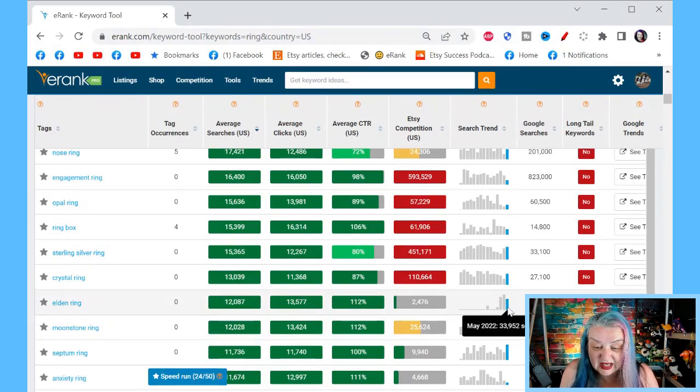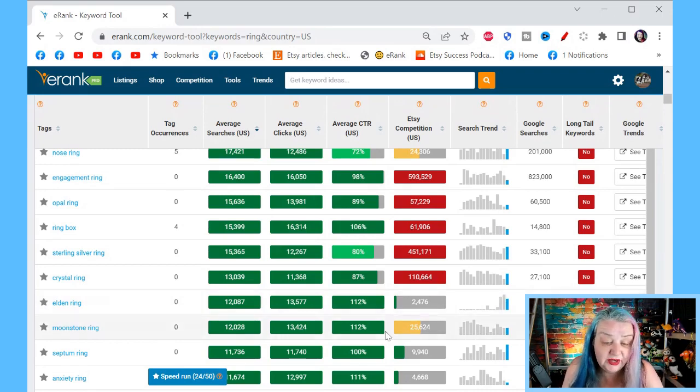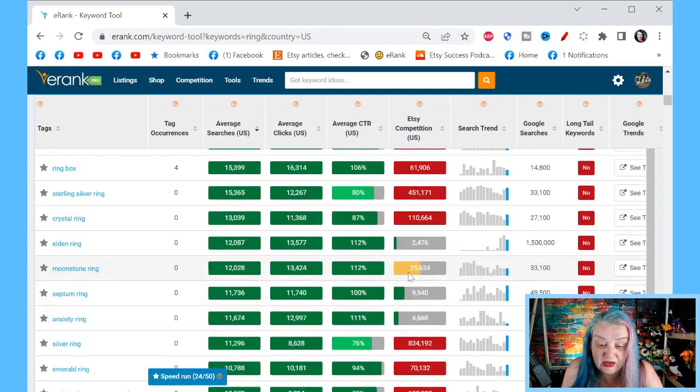I mean, 33,000 searches last month for Elden Ring, and there's very few of them. So if that's something you can make and you can legally sell it, I'm not sure if that's a trademark term. Check into it, but there we go. Moonstone ring has fairly low competition.